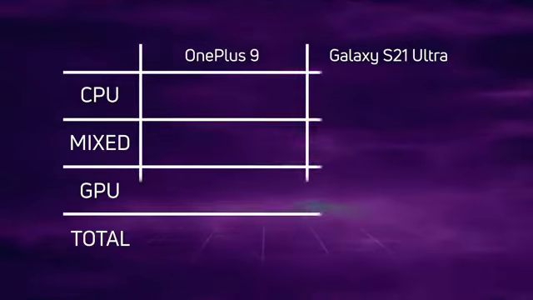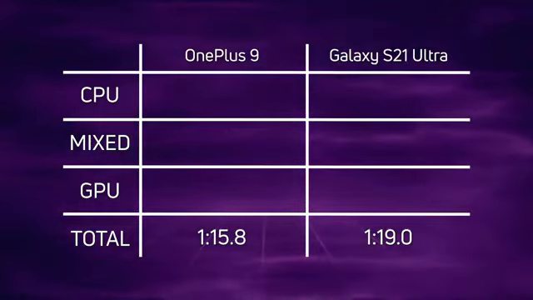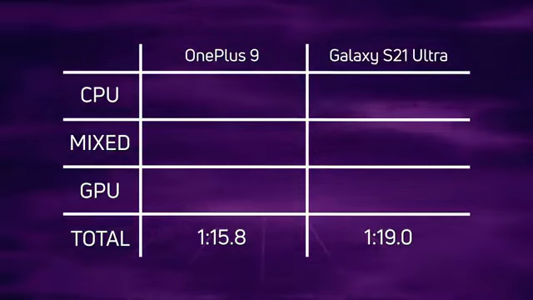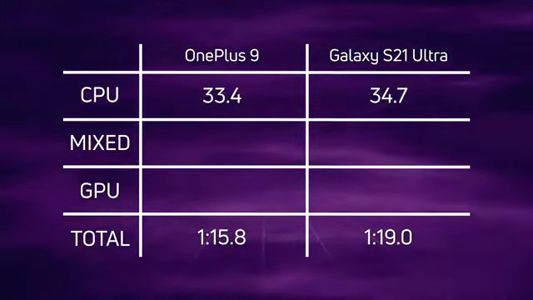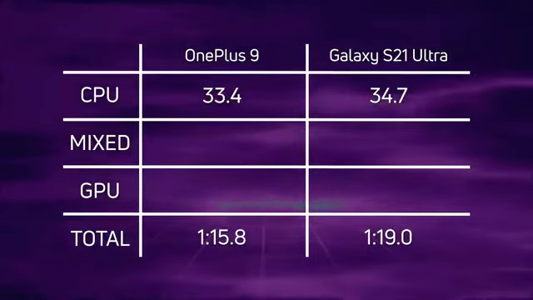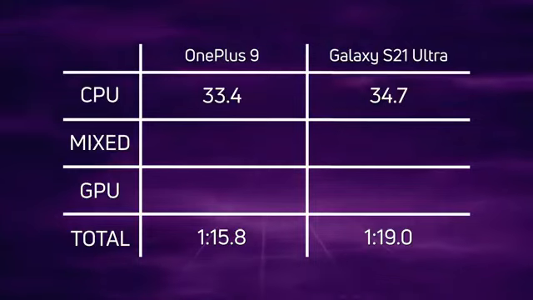So as we saw there, the OnePlus 9 was the first across the finish line, 1 minute 15.8, and then 3.2 seconds later came in the Samsung Galaxy S21 Ultra, 1 minute 19. Well, what happened? Look at the CPU, 33.4 versus 34.7. That's a difference of 1.3 seconds in favor of the OnePlus 9.